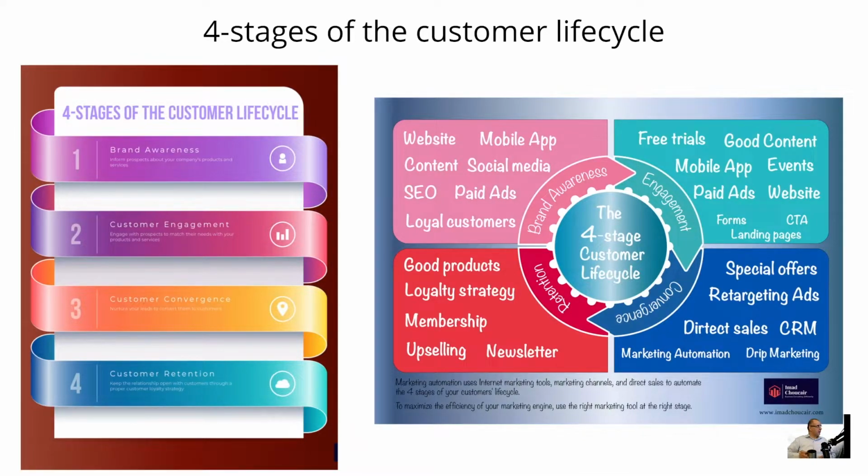Great. So what is this slide? This is what we're going to cover in the next chapter in full details. These are the 4 stages of the customer life cycle. Let's read them quickly, because this is what we need to automate. Stage 1 is brand awareness. Stage 2 is customer engagement. Stage 3 is customer conversion. Stage 4 is customer retention.